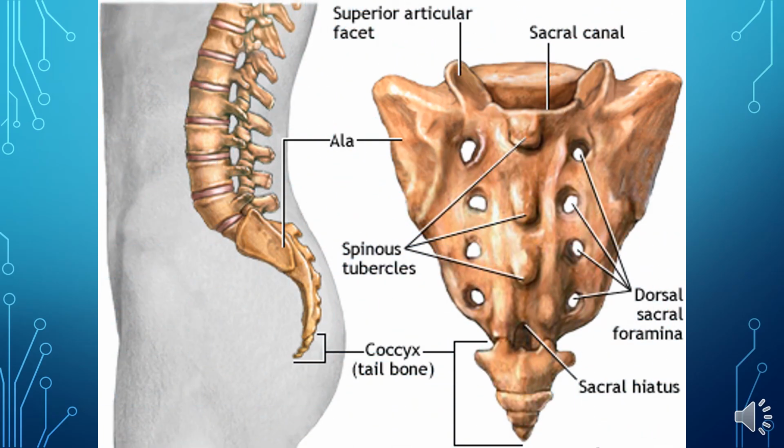So this shows a sacral bone. It has a sacral canal and dorsal sacral foramina, spinous tubercles, and then the coccyx, tailbone.